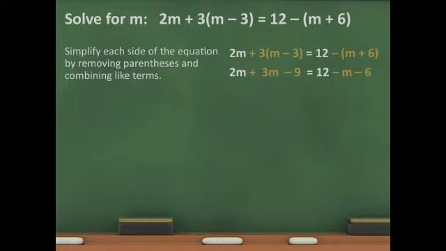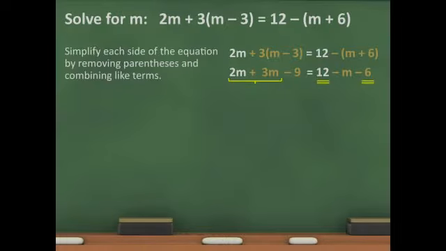On the right side of the equation, distribute through by the negative sign. This is the same as multiplying by negative 1, which will change the sign of each term inside the parentheses. The right side of the equation becomes 12 minus m minus 6. After removing parentheses, the equation becomes 2m plus 3m minus 9 equals 12 minus m minus 6.